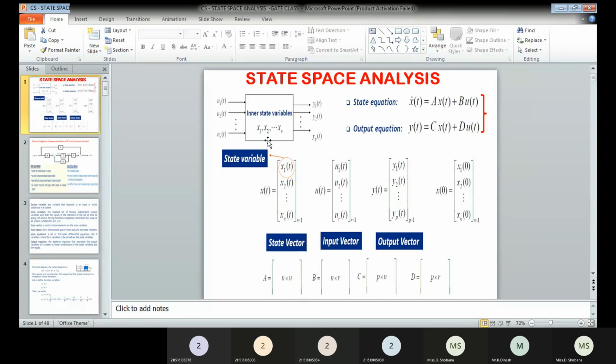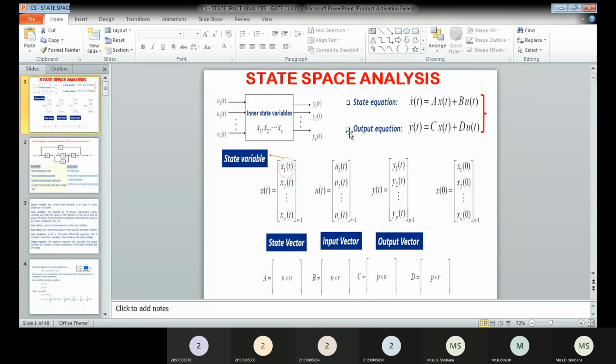These state variables are nothing but x1, x2, and we might have n number of state variables. These state variables will be written in the form of a state equation as differential equations. The differential equation of any system can be x dot of t is equal to A into x of t plus B into u of t, where A is your system parameters or constants, x of t is your state variables, B is your input constant, and u of t is your input variables.